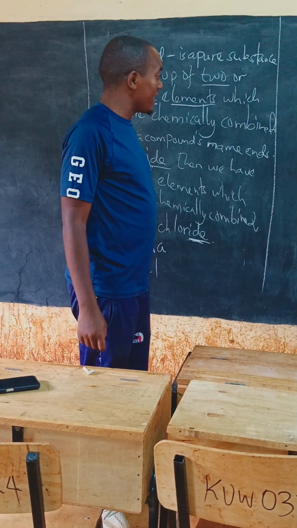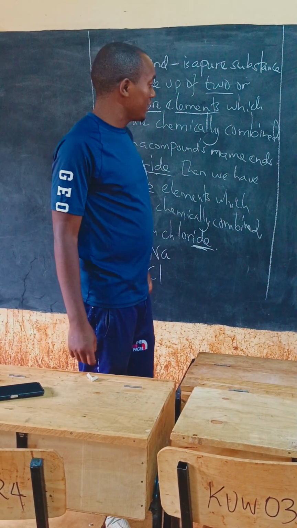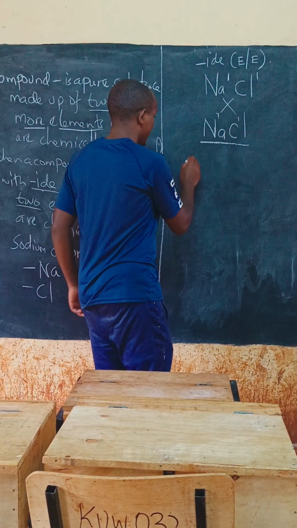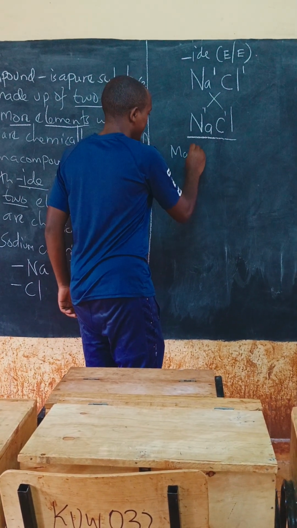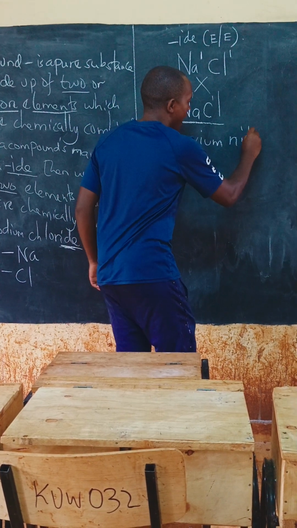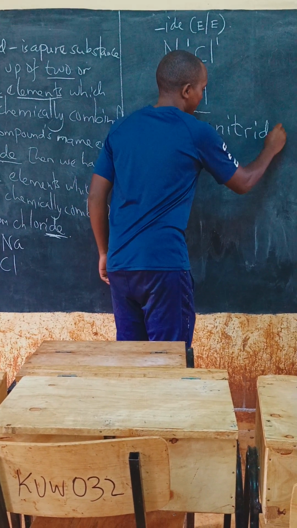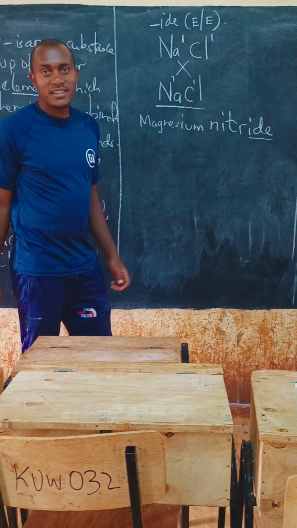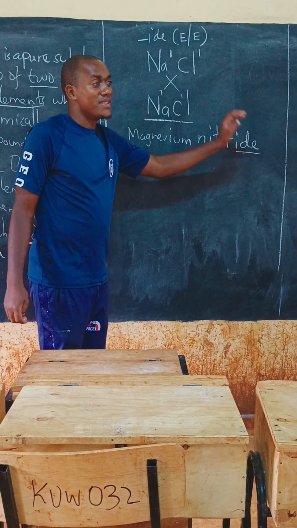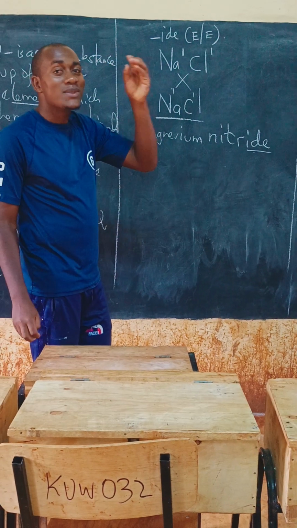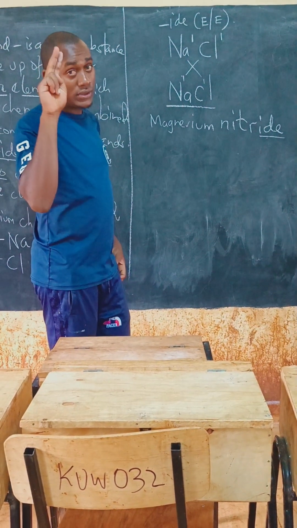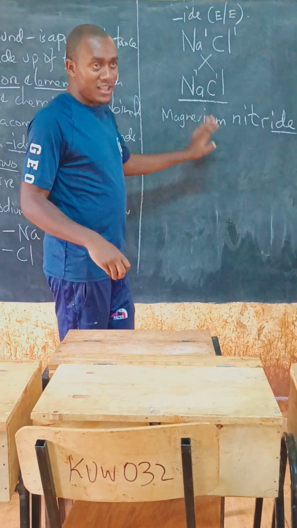So we are going to have another compound that has 2 elements. So I'm going to write another one. Let's write magnesium nitride. Magnesium nitride. So it ends with IDE. And if it ends with IDE, it means we have only 2 elements that are chemically combined.